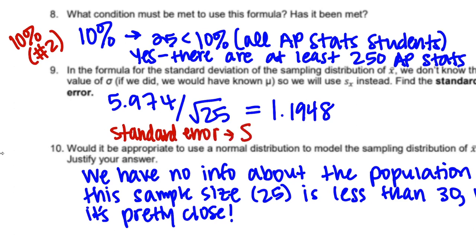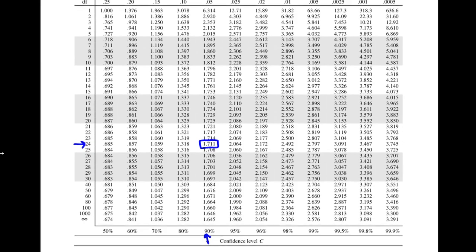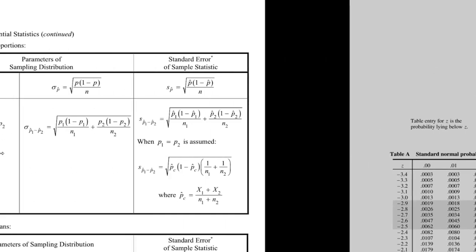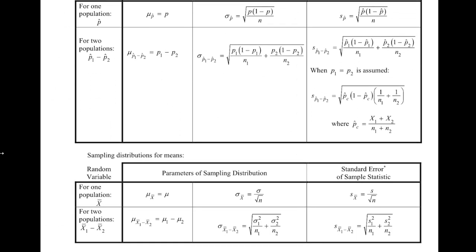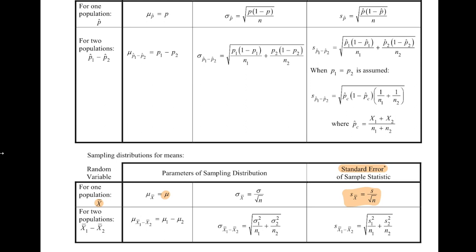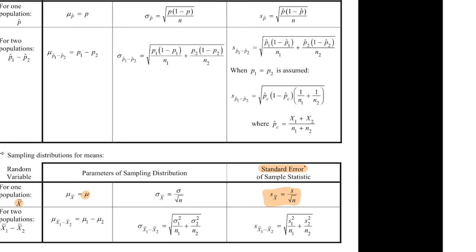So it's SE or S sub X bar, and that equals your standard deviation from your sample over the square root of the sample size. And so that can be found on the formula sheet right here. So remember, standard error, we're looking at this one. Don't forget, your statistic is here, your parameter is here, there's your standard error there.